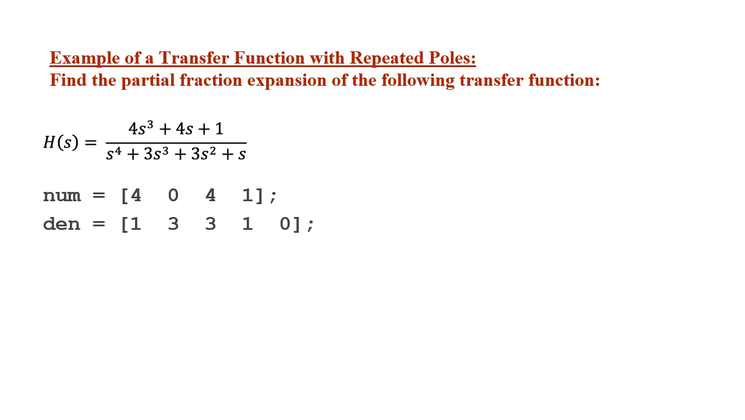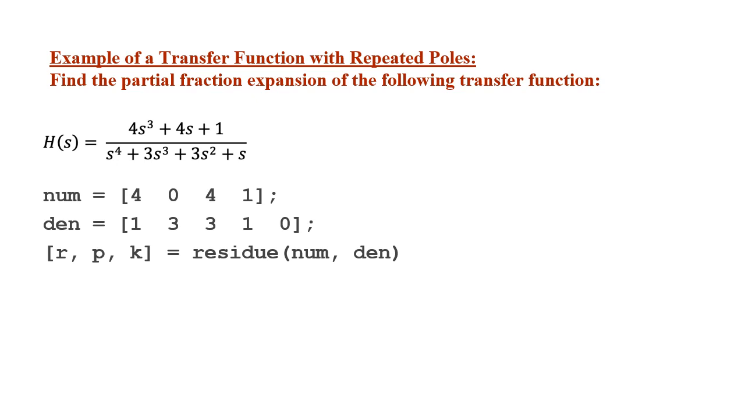The next step is to simply call residue, but make sure you assign a variable for each of the outputs. So we have R, P, K in that exact order, and then we type residue, and then as inputs we're going to pass the numerator array and the denominator array.